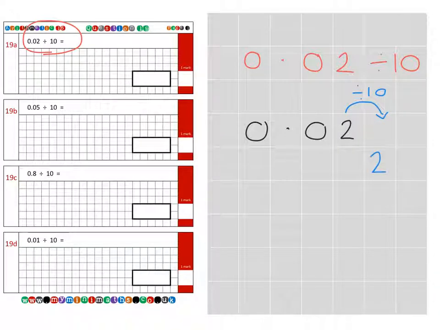So the 2 will move to the thousandths column, and then we fill in the empty spaces with zeros. So the answer to the first question is 0.002.